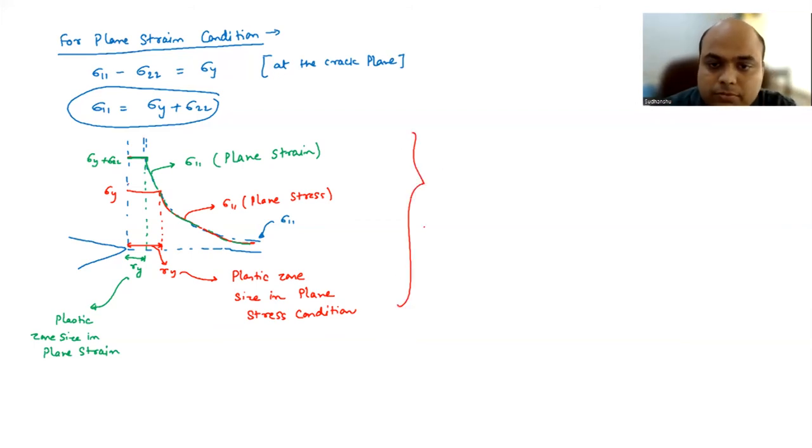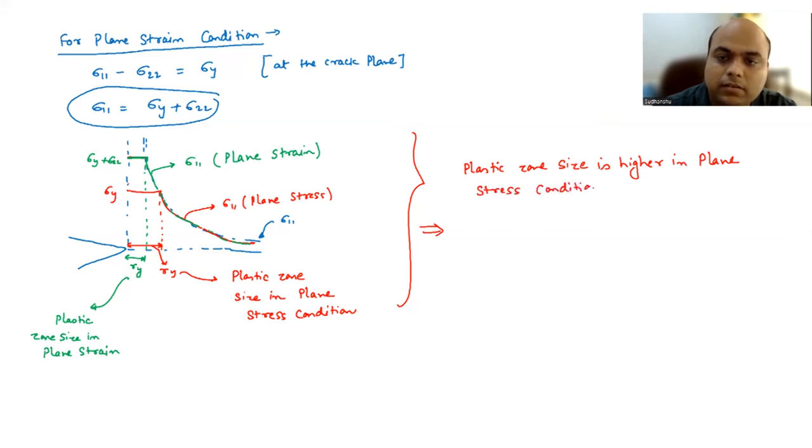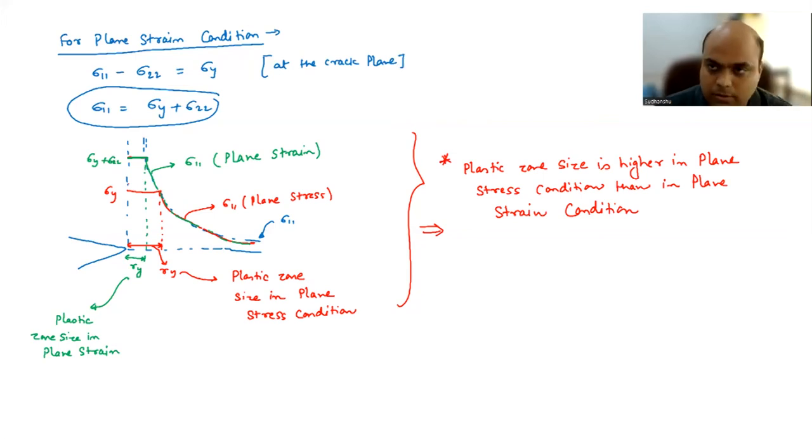Okay. So this implies plastic zone size is higher in plane stress condition than in plane strain condition. Okay, so this is one important conclusion from the derivation we have just done. The second is, we know Ry we just calculated for plane stress. This is 1 by 2 pi (K1 by sigma y) square. We just calculated this, right? Similarly, we can write for plane strain.